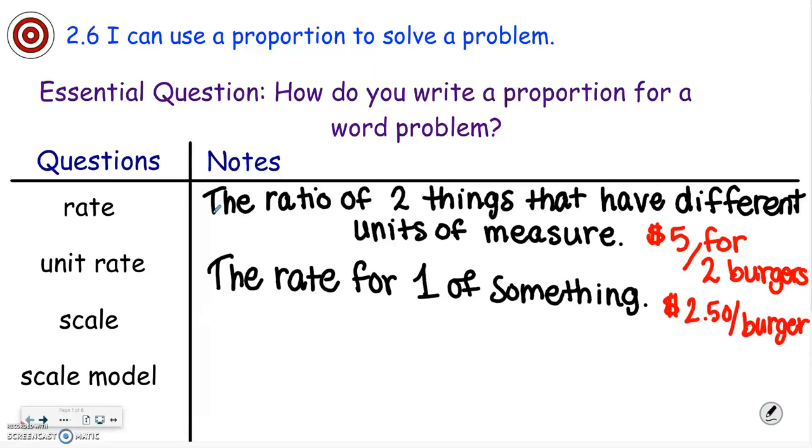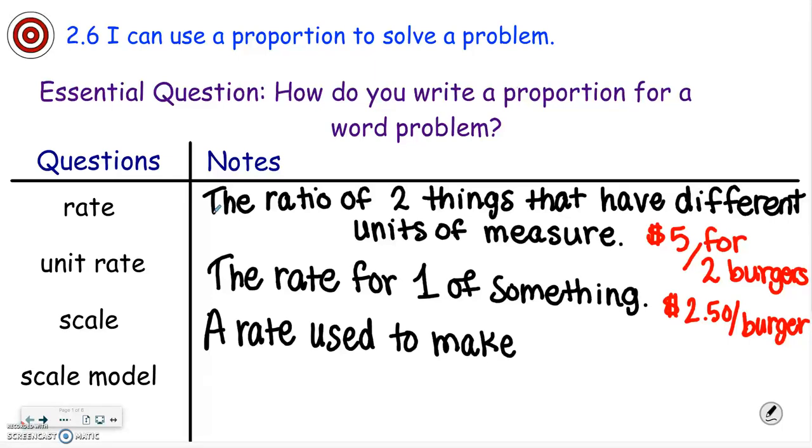A scale and a scale model. A scale is a rate that's used to make a scale model. So a scale is a rate used to make a model. Where you see scales commonly would be on maps. So an example of a scale would be like 1 centimeter equals 20 miles. That might be something that you would see on a map.